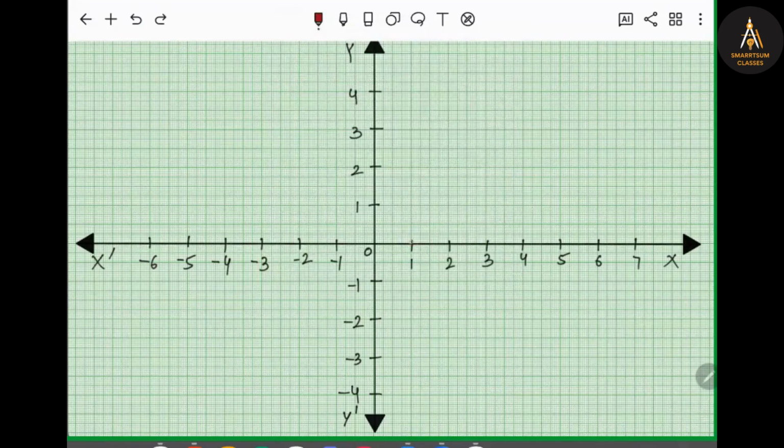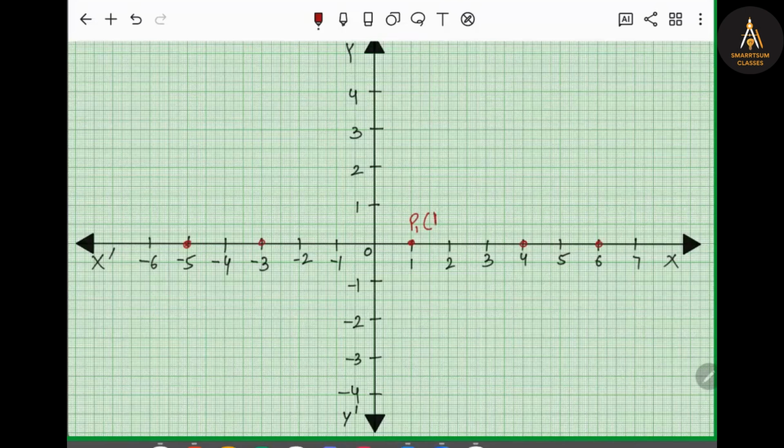This point, or maybe this point, or maybe this point. These are the points which are lying on the x-axis. Yes or no? Are you getting that? Now we find the coordinates for these points. Suppose this is P1. What will be the coordinate for this point? What is the x coordinate here? The value of x is 1.